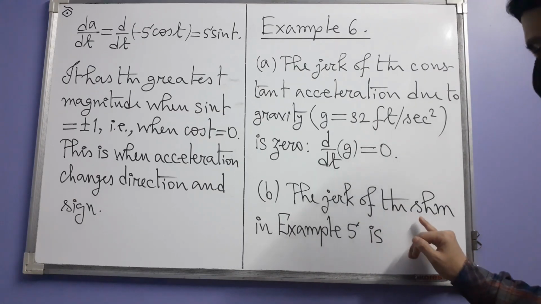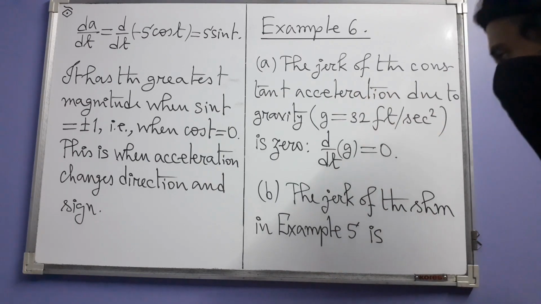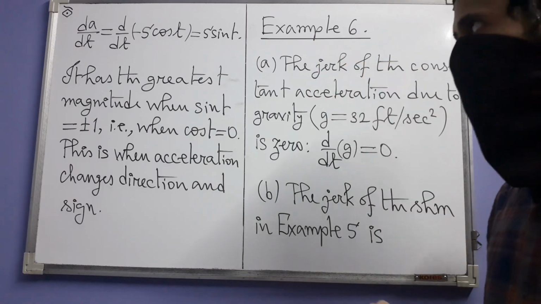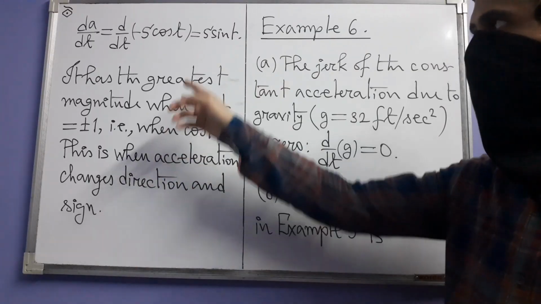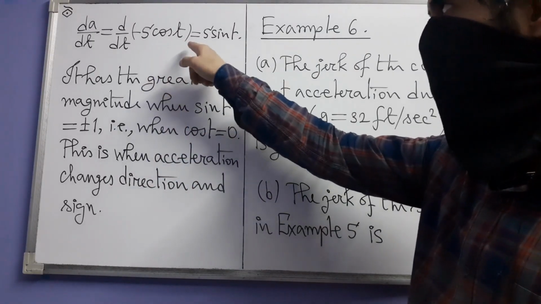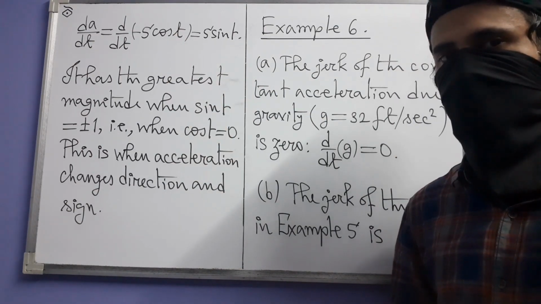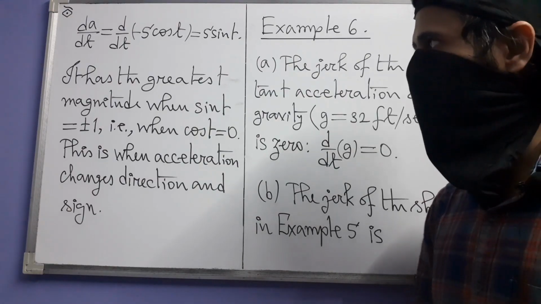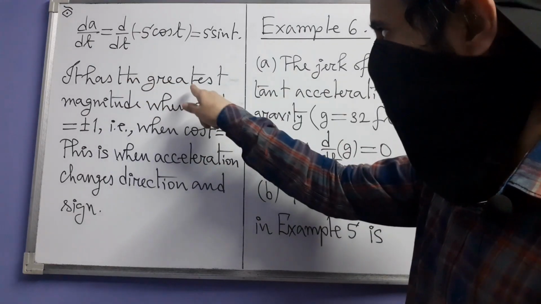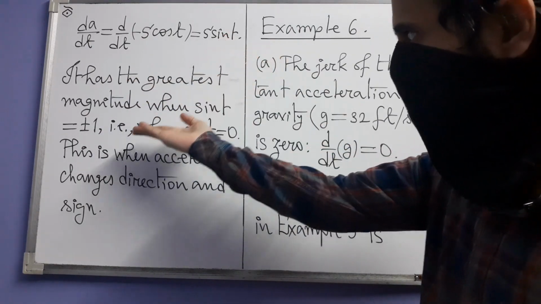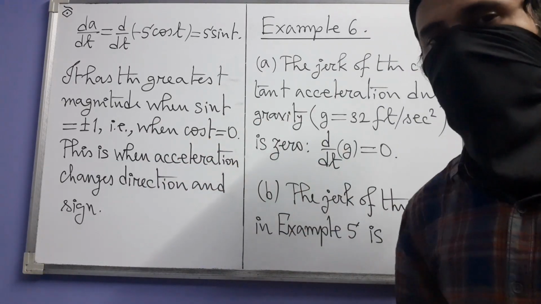But what is the jerk of the simple SHM, simple harmonic motion, in example 5 that we saw just now? That is dA/dt. Now A there was minus 5 cos t. So minus 5 goes outside by the constant multiple rule of differentiation, and if you differentiate cos t you get minus sin t. So minus 5 times minus sin t is 5 sin t. So this is the jerk of that simple harmonic motion, and it has the greatest magnitude of course when sin t is either plus 1 or minus 1, and correspondingly when cos t is 0.